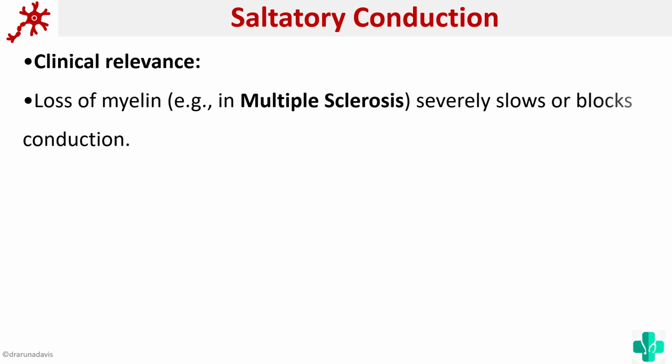We'll stop by giving a clinical relevance. Suppose myelin is lost. For example, in multiple sclerosis there is loss of myelin. In this case there will be severe slowing or blocks in conduction, which can cause paralysis of various groups of muscles. Okay, so I hope now this concept of saltatory conduction is clear. Thank you.